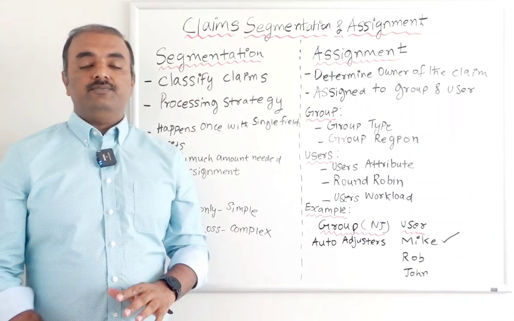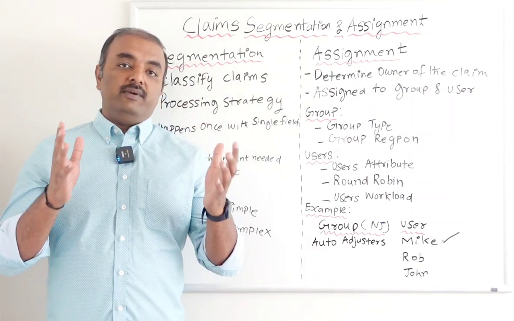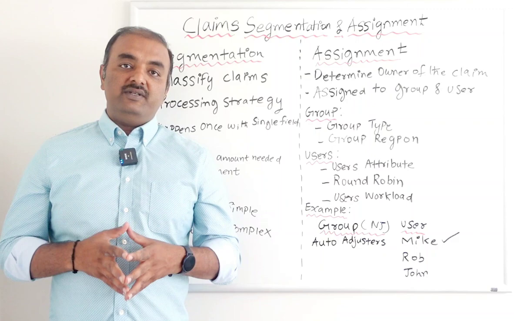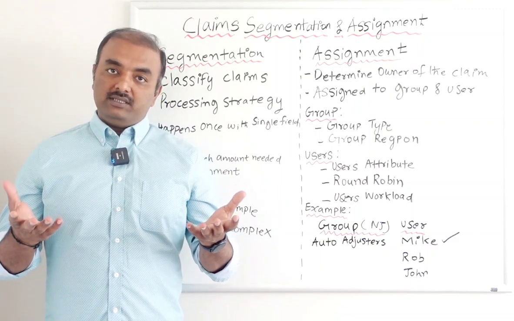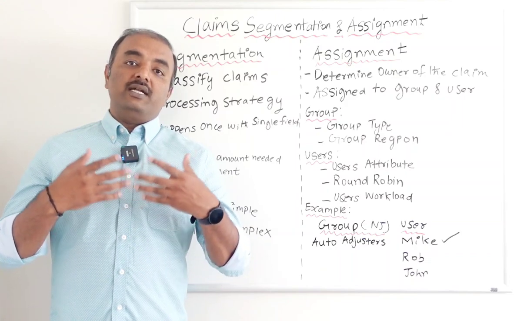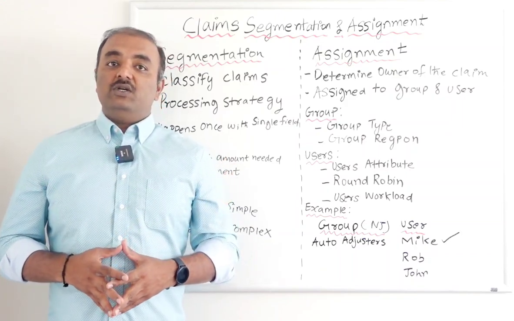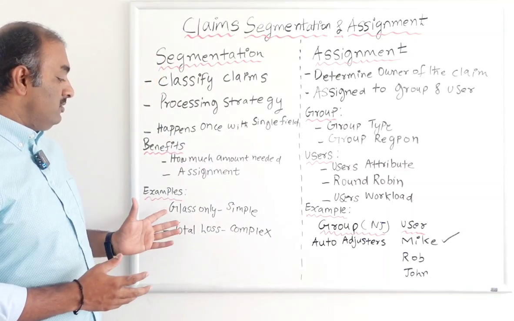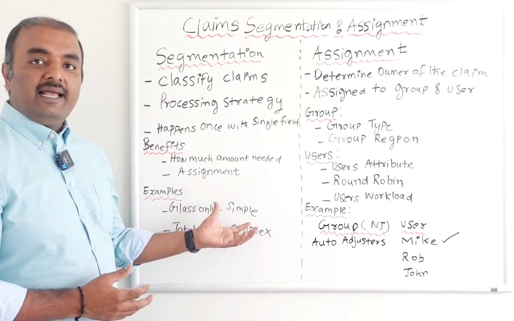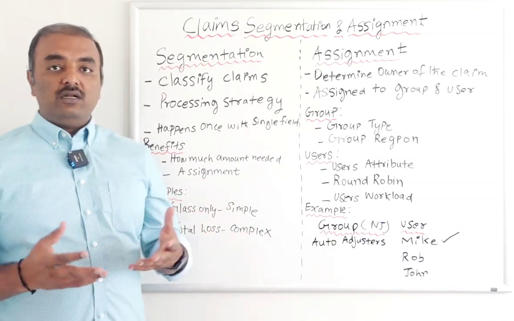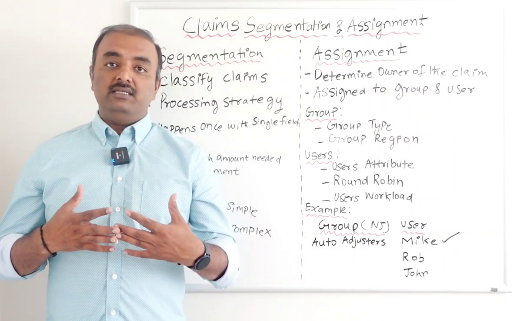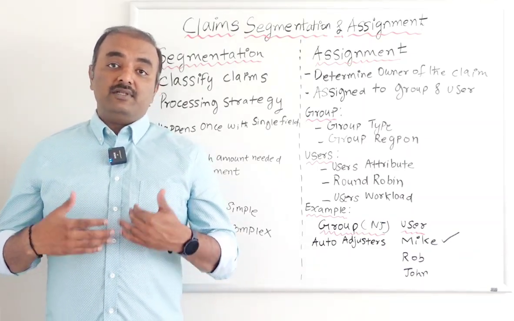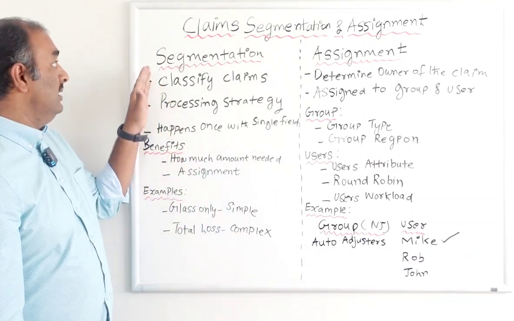Second thing is assignment. Once you segment the claim as simple, medium or complex, you assign the claim accordingly. If it's a simple claim, you automatically process. If it's a medium claim, you assign to a junior adjuster. If it's a complex claim, you assign to an adjuster who is experienced in the specific area. For example, if it's glass only, you can tag it as a simple claim. If it's a total loss in personal auto, where a collision happened and the car is totally damaged, then you can tag it as complex so that you can assign the claim accordingly. So this is what we call segmentation.